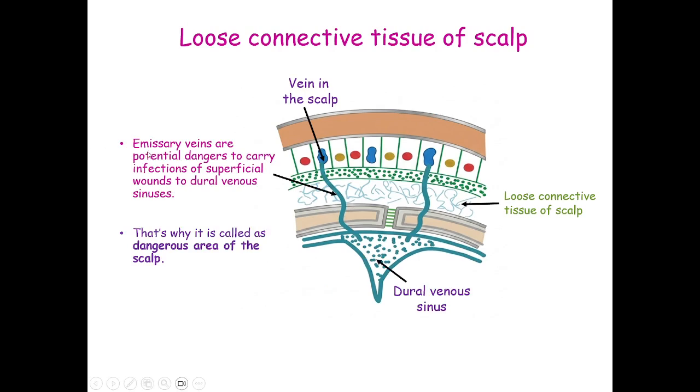What is the applied aspect here? The emissary veins are potential dangers to carry infections of superficial wounds of the scalp to the dural venous sinuses. So the bacteria can travel from the veins of the scalp to the dural venous sinuses through these emissary veins, and that can lead to infection of these dural venous sinuses and later on thrombosis of the dural venous sinuses, which is a very difficult condition to treat. That's why this layer is also called the dangerous area of the scalp.